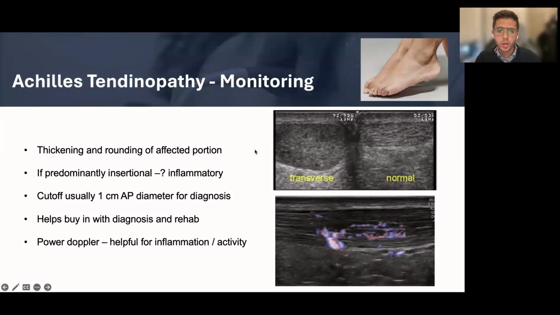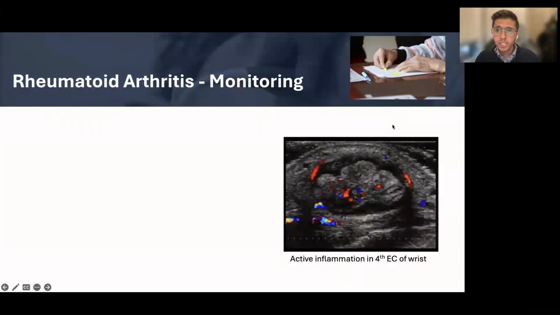And again, we've talked about power Doppler being helpful with inflammation and looking at disease activity. Rheumatoid arthritis is a particular area of interest of mine, and ultrasound can be incredibly helpful to help differentiate between active and burnt out disease, but also help diagnose the condition.